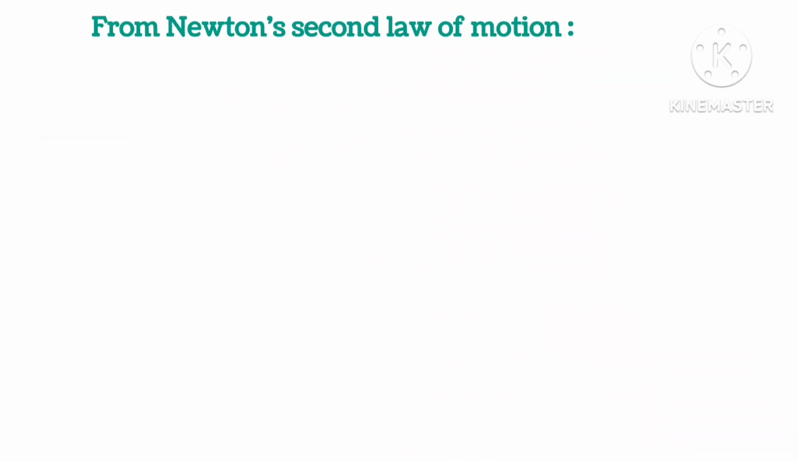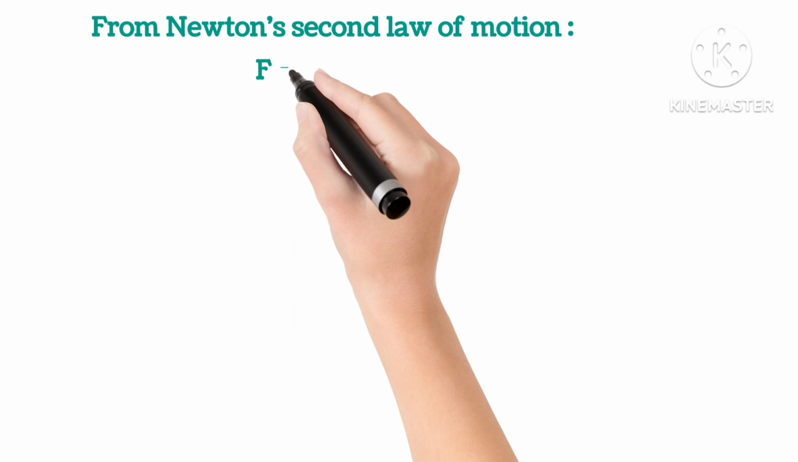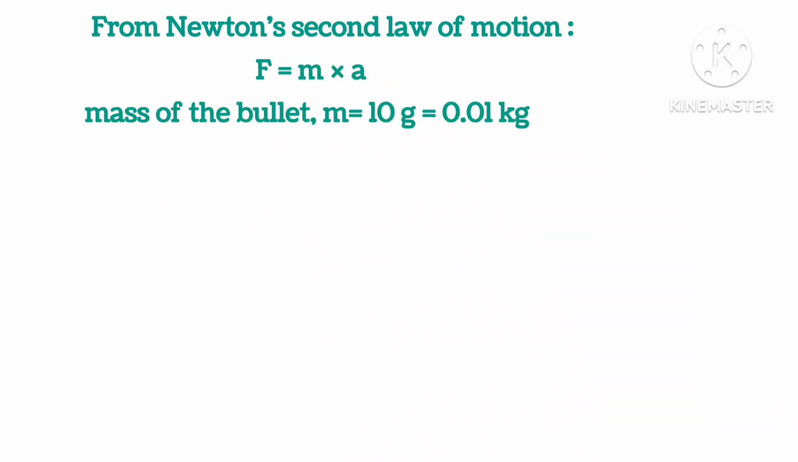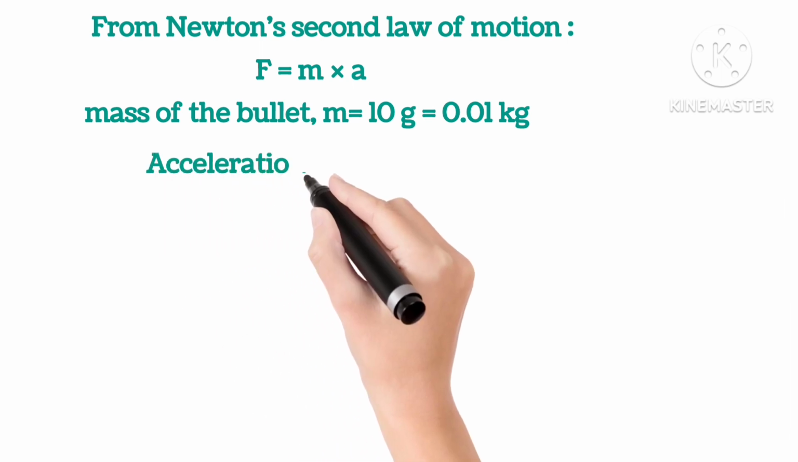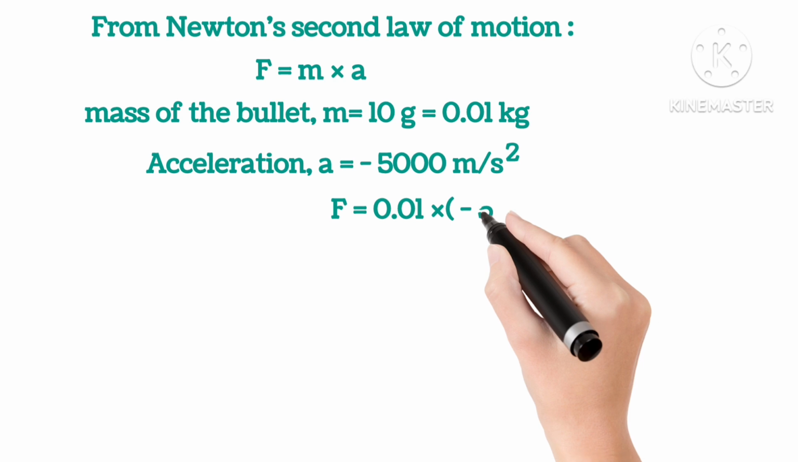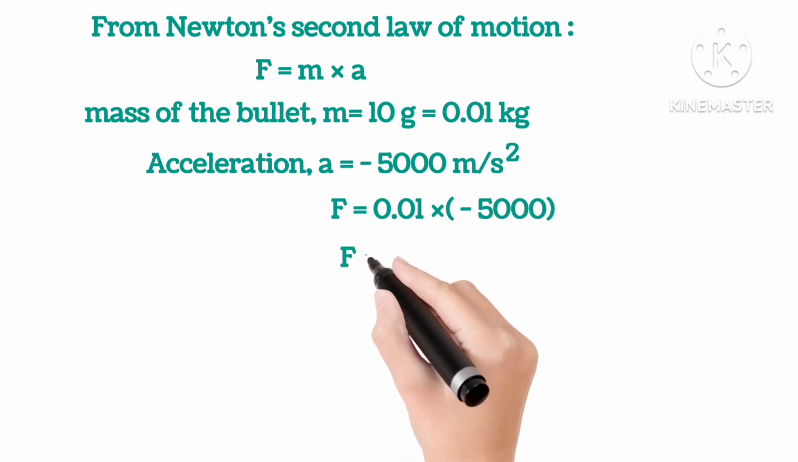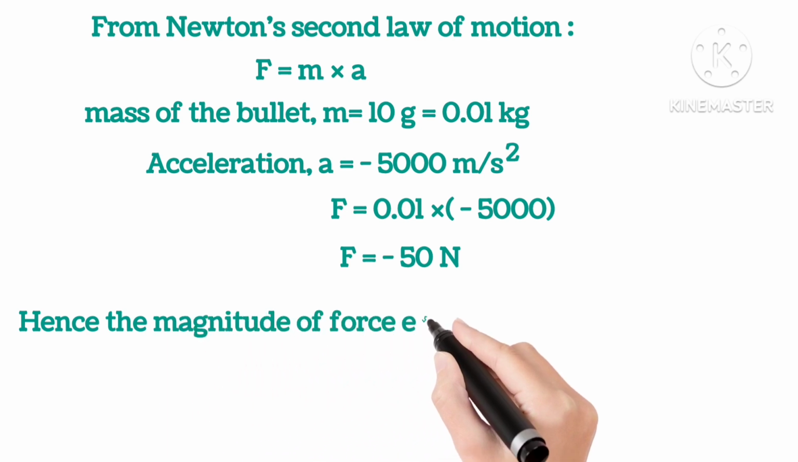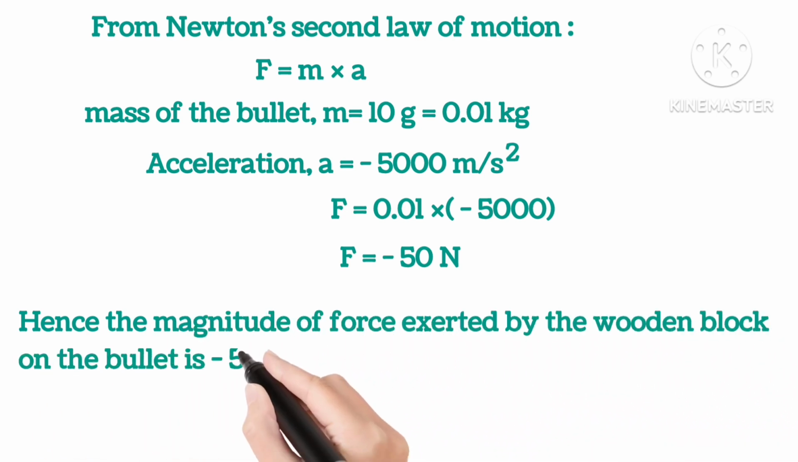From Newton's second law of motion, F is equal to m into a. Mass of the bullet is 10 grams, that is 0.01 kg. Acceleration is minus 5000 meter per second square. So force will be, putting the values, minus 50 newtons. Hence the magnitude of force exerted by the wooden block on the bullet is 50 newtons.